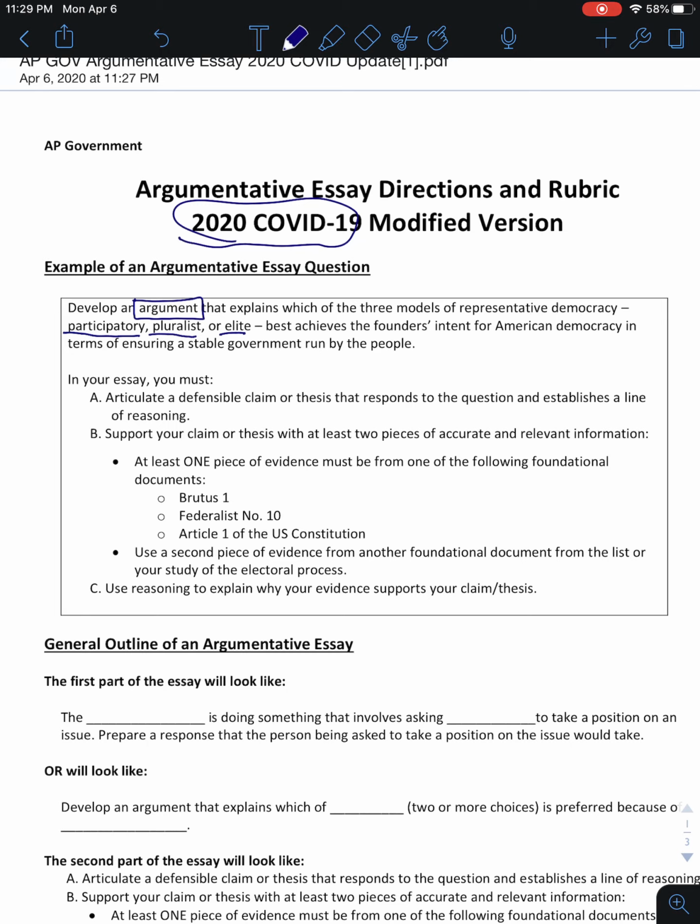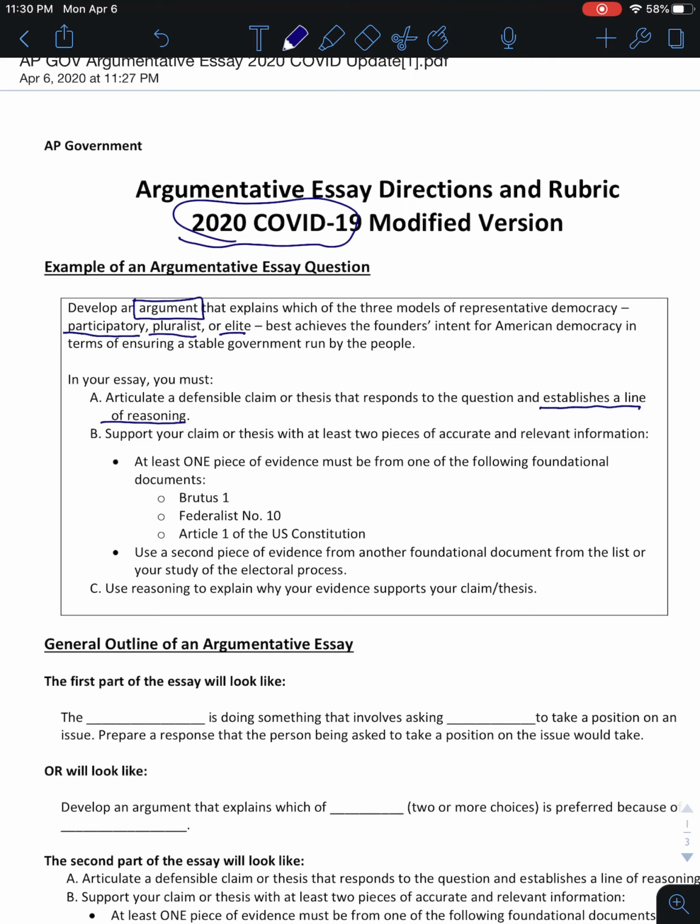In your essay, you must articulate a defensible claim or thesis that responds to the question and establishes a line of reasoning. This is where people lose their point. They write their thesis, but they don't have their line of reasoning. Your line of reasoning explains why your claim is right. So it has to make sense. It has to tie back to the government.